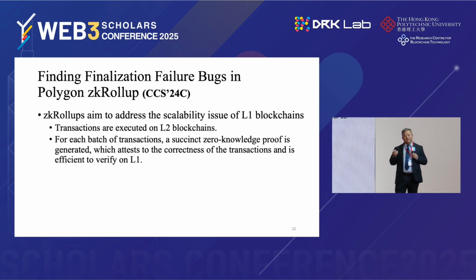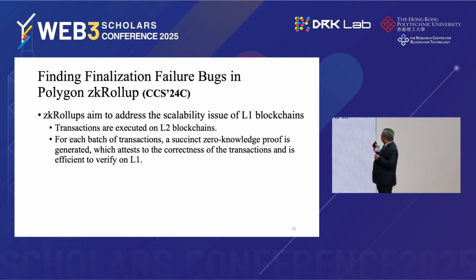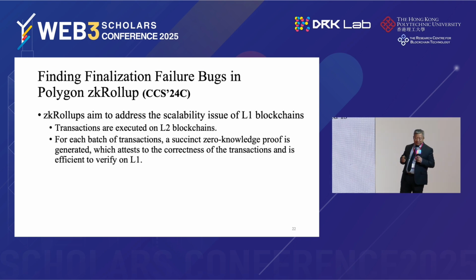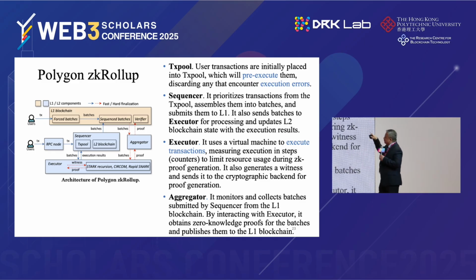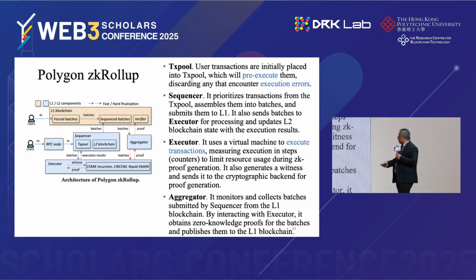ZK rollup aims to address the scalability issue of layer 1 blockchains. Basically, the transactions will be executed on the layer 2 blockchains, and for each batch of the transactions, a ZK proof will be generated. This figure shows the major components as well as the interactions of those components in Polygon ZK rollup.